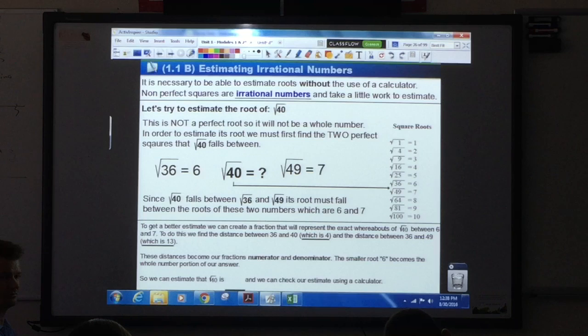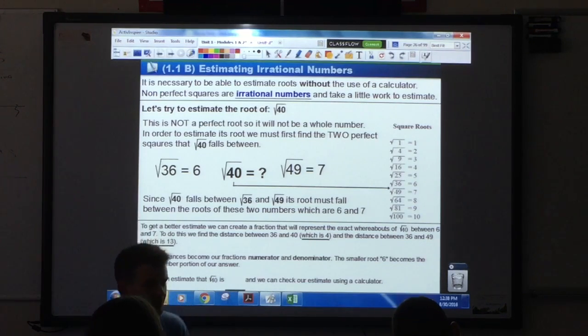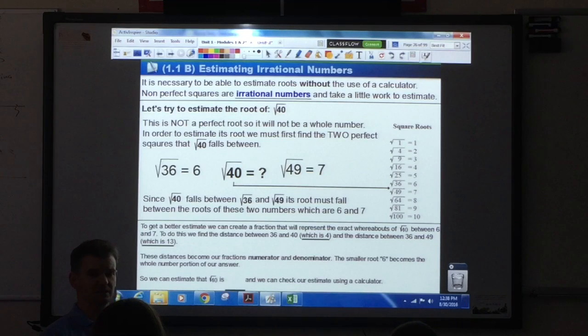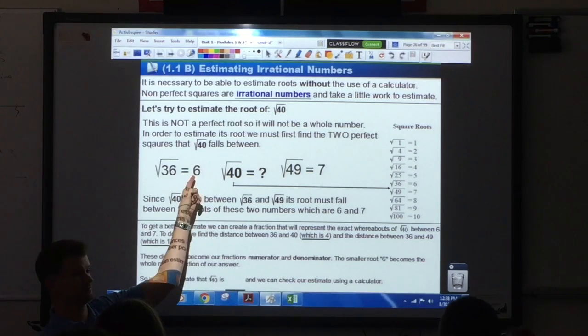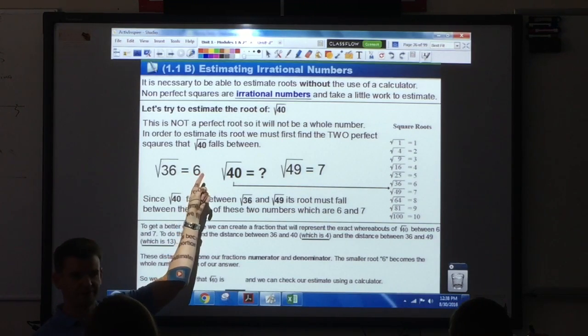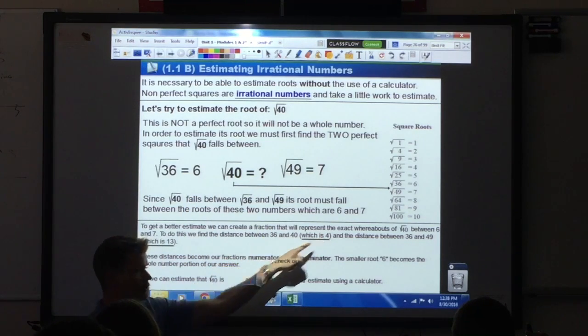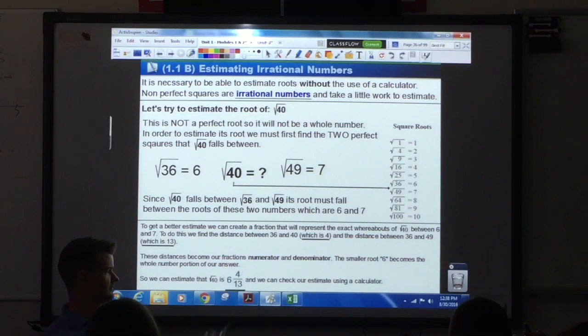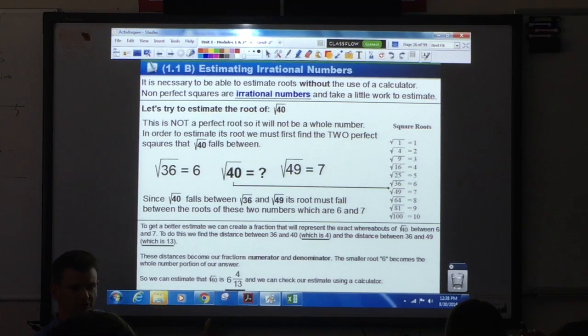I have the fraction, which is going to be about as close as I can estimate to the square root of 40. So we know that my mixed number is going to start with what number? 6. And then my fraction is going to be 4 over 13. That's my estimate. It's just that simple. Nothing else you got to do. And if you check your calculator, if you take the square root of 40, and then you find what 6 and 4/13 is as a decimal, you'll find out it's really close.